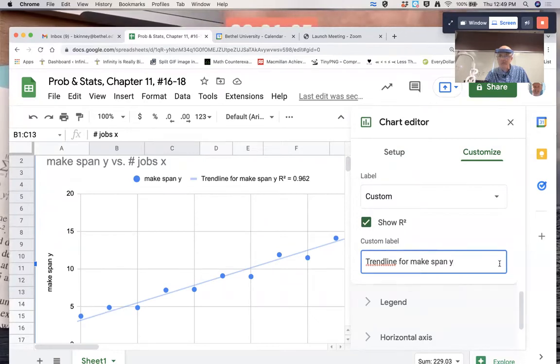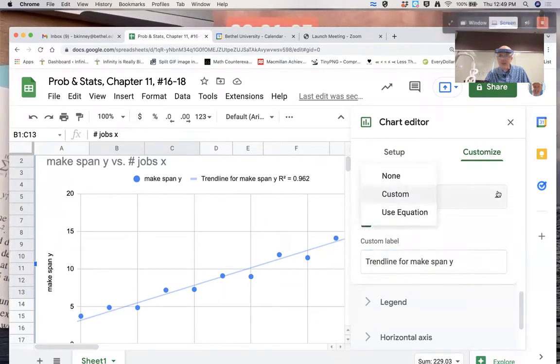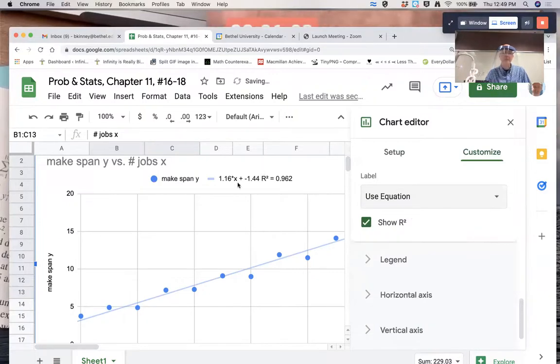It's not a drop down. That one there? Okay, there we go. Okay, yep. Negative 1.16 times x minus 1.44. This is not times r squared. That's just the value of r squared. That is the squared correlation.